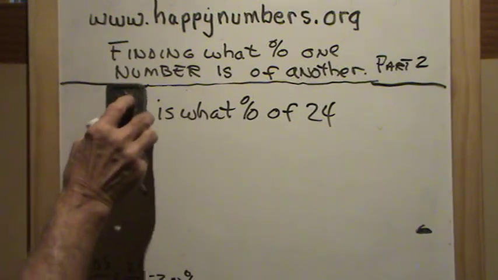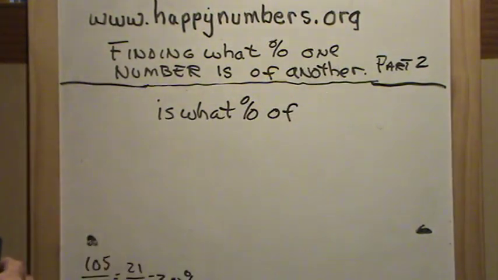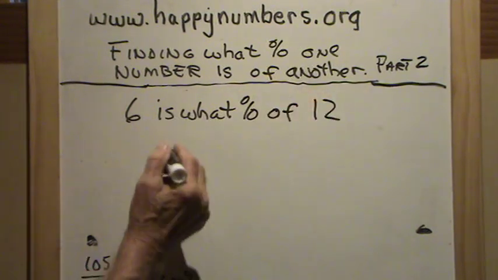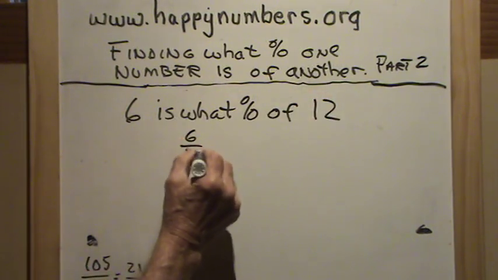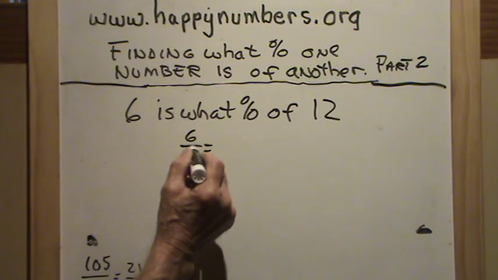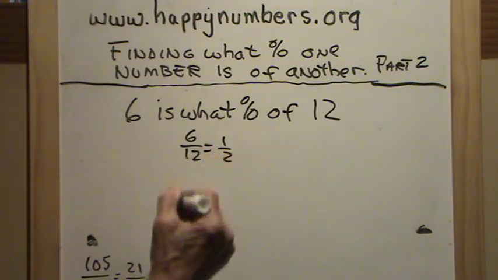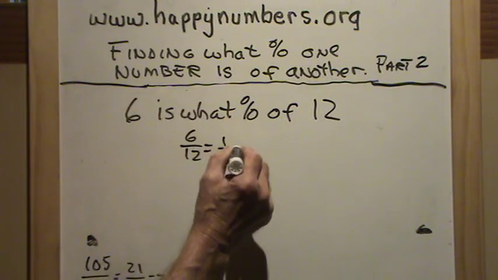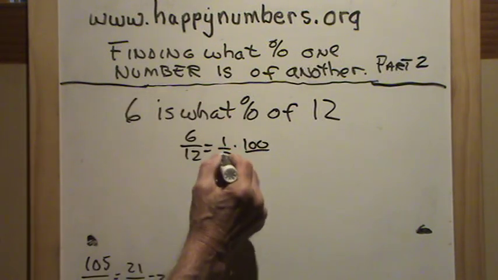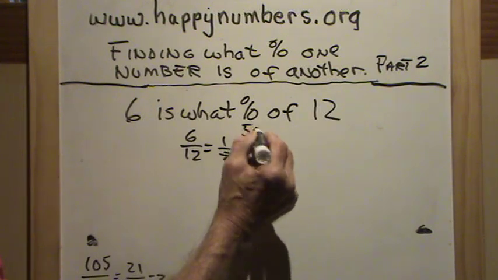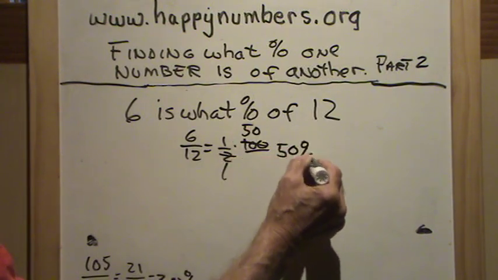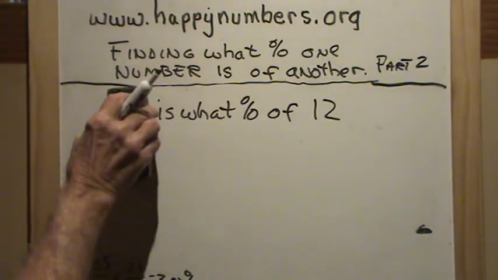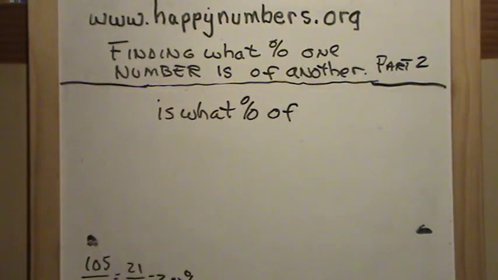In part 1, we had problems that looked like this. 6 is what percent of 12? And we knew we just made the fraction, we reduced it to lowest terms, this would be 1/2. Then we changed the fraction into the percent, and in this case we could multiply by 100, and that would be 50, and so we wind up with 50%. And that's a very simple skill set, and so is this type of problem we're going to do now.